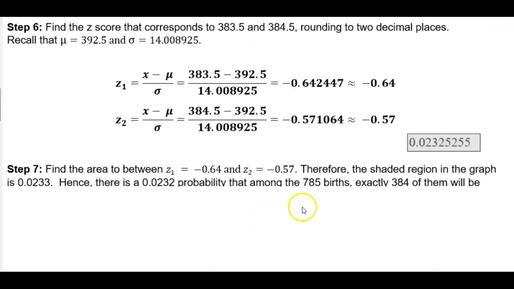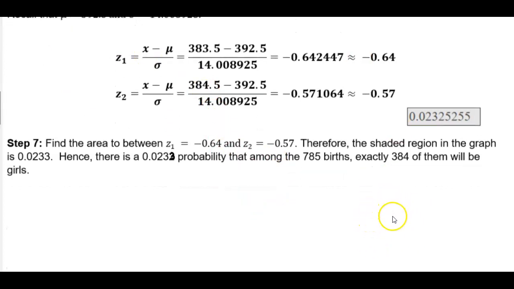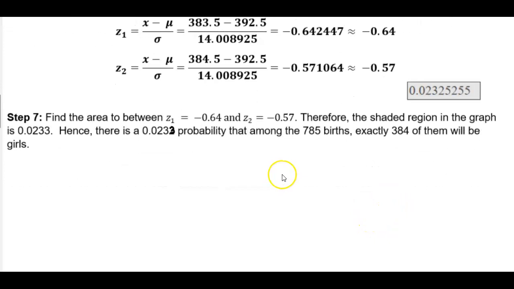So we would say that the region in the graph, rounded to 4 decimal places, is going to be 0.0233. Hence, there is a 0.0233 probability that among the 785 births, exactly 384 of them will be girls.